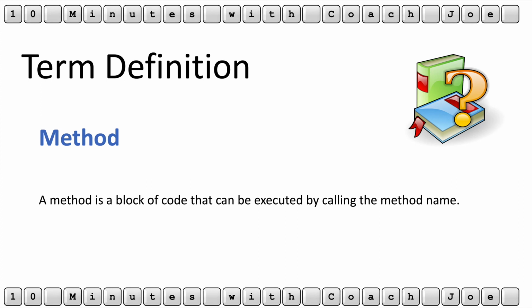So what is a method? Simply put, a method is a block of code that can be executed by calling the method name. In the first lesson, we created a simple unit test that performs a net pay calculation. In the next lesson, we created a class to hold the payroll responsibilities. In this lesson, we'll create a method to calculate the net pay.